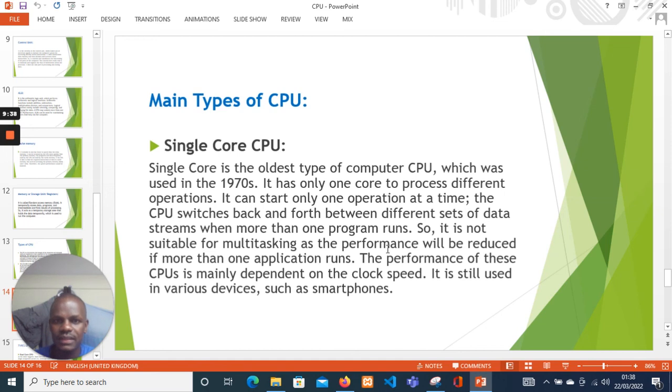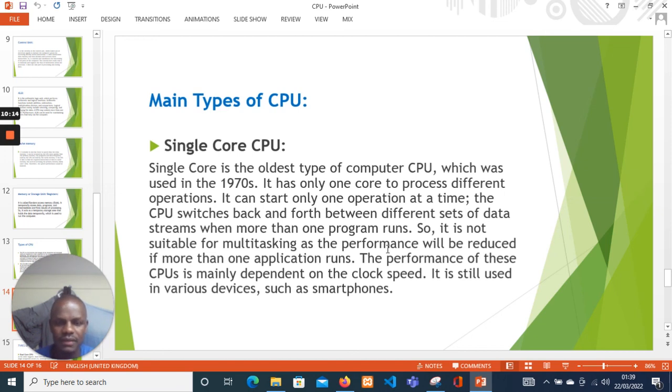So single core is the oldest type of computer CPU, which was used in the 1970s. It has only one core to process different operations. It can start only one operation at a time. The CPU switches back and forth between different sets of data streams when more than one program runs. So it is not suitable for multitasking as the performance will be reduced if more than one application runs.